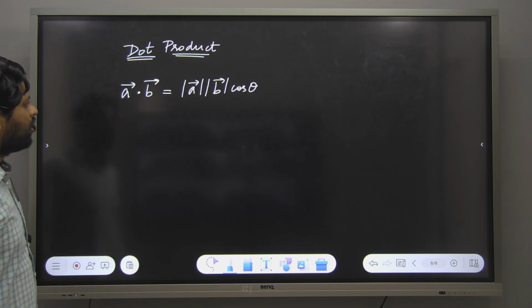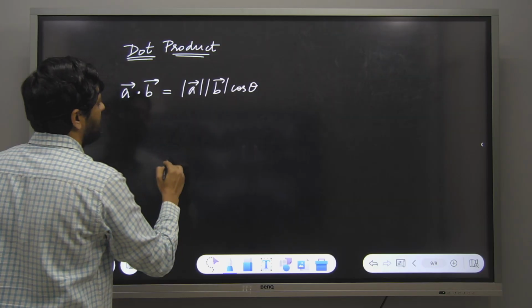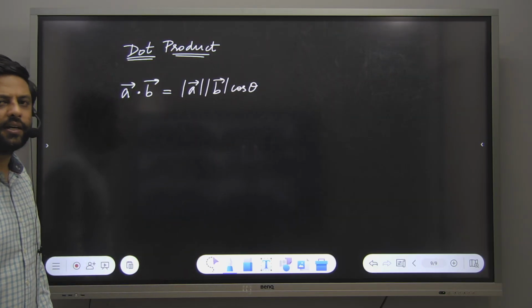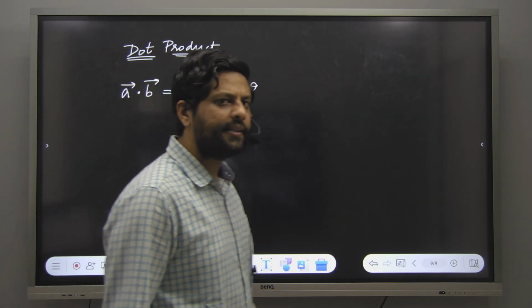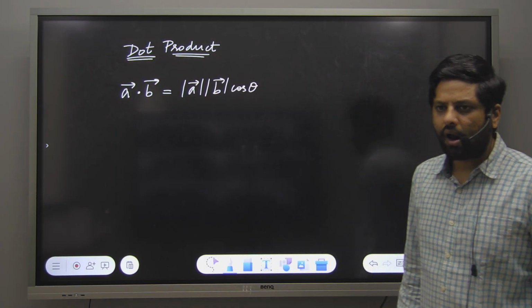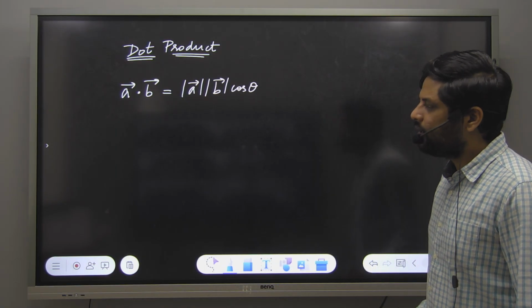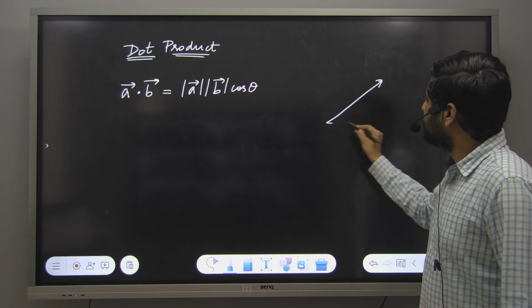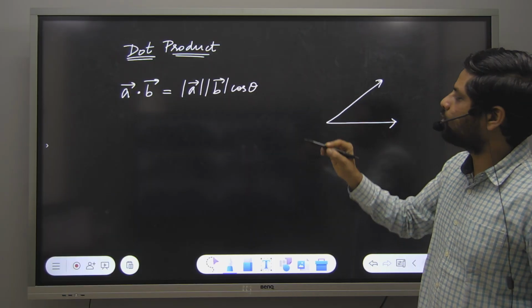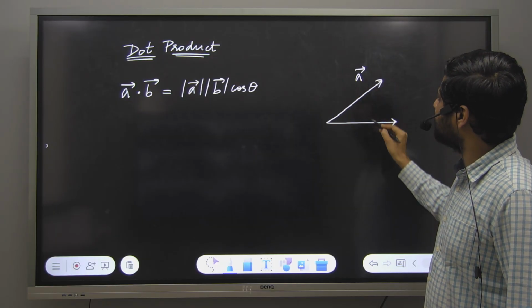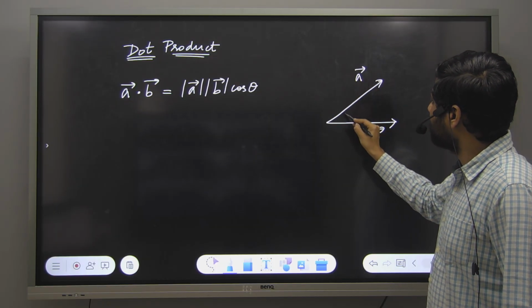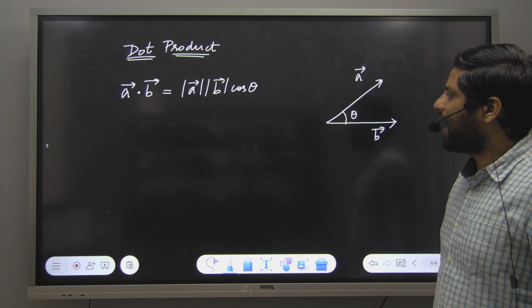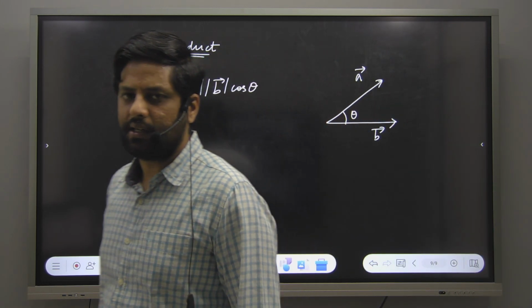All right? Now, what do you mean by magnitude of A? What is theta? Can you tell me what is theta here? Theta is the angle between the two vectors. Say the vector A is here and say the vector B is here. Theta is the angle between the two vectors.